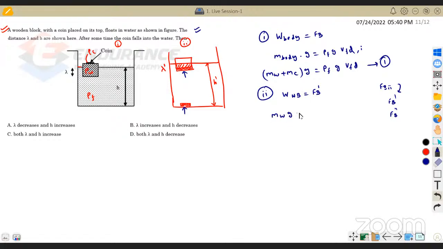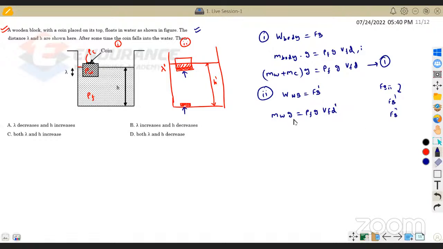So the weight of the wooden block, mass of the wooden block into g, is equal to the buoyancy force. What is my buoyancy force? The present buoyancy force is as usual rho f g, but the volume of the fluid displaced in this case I will take as Vfd dash.